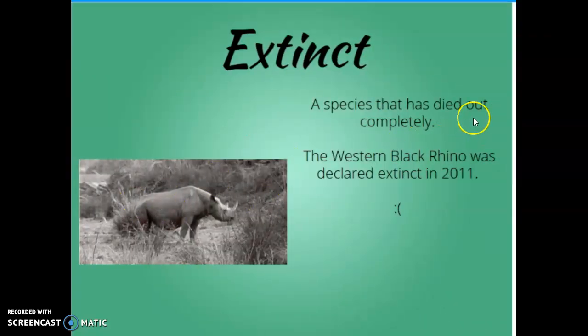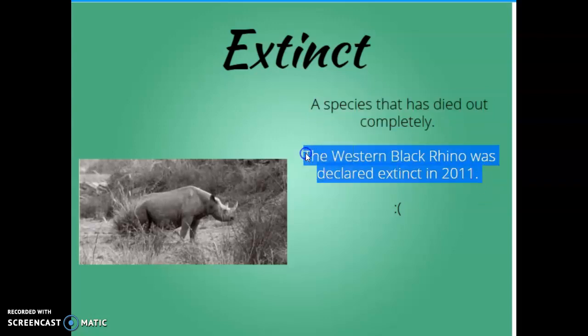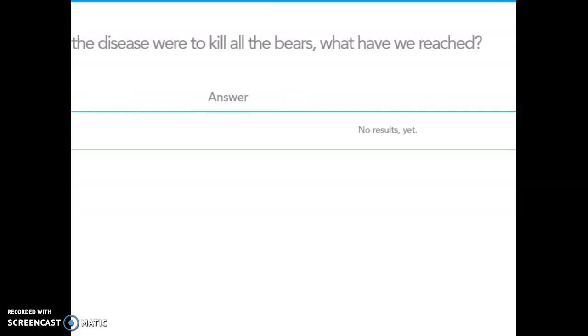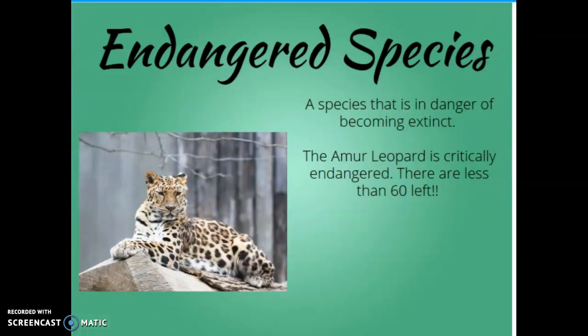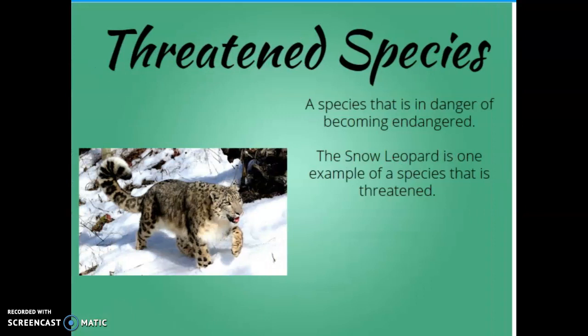And again, extinct, like a species that has completely died out. We don't have any more of them left. And that is something that happens often. I mean, look at this. It wasn't that long ago that the western black rhino was declared extinct. And that's something that we've looked at, and we need to figure out, back with these other two, what are we going to do when a species is endangered? What are we going to do when a species is threatened to make sure that we don't have any species going extinct?